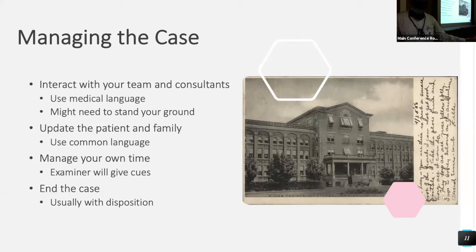And just like real life, you might need to stand your ground. You might be talking with a consultant on a case, and you need them to come and see this patient to take to the OR now. But on the oral boards, they're going to say, okay, it's the middle of the night, I'll come in the morning and see the patient. That happens in real life. They test this on the exam too. They want to know that you are confident in what this patient needs and you can advocate for your patient.